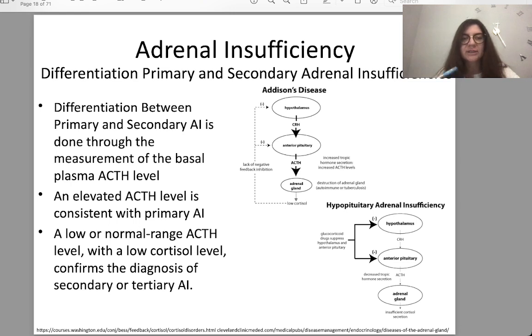Okay, differentiation. Step 2 between primary and secondary adrenal insufficiency. It's done through the measurement of the basal plasma ACTH level. ACTH, it is a hormone that produced by pituitary gland, you remember. An elevated ACTH level is consistent with primary adrenal insufficiency. A low or normal range ACTH level with a low cortisol level confirms the diagnosis of secondary or tertiary adrenal insufficiency.